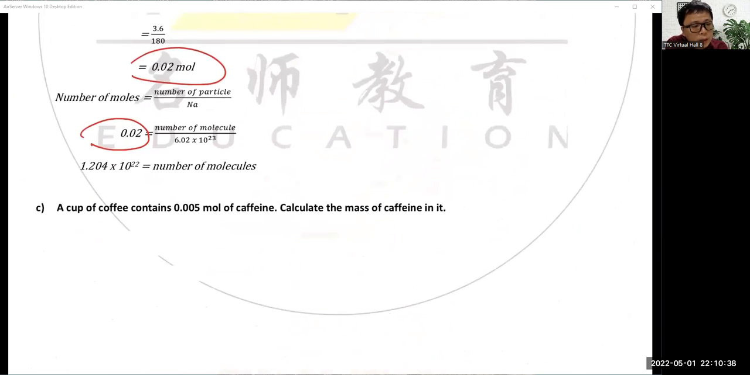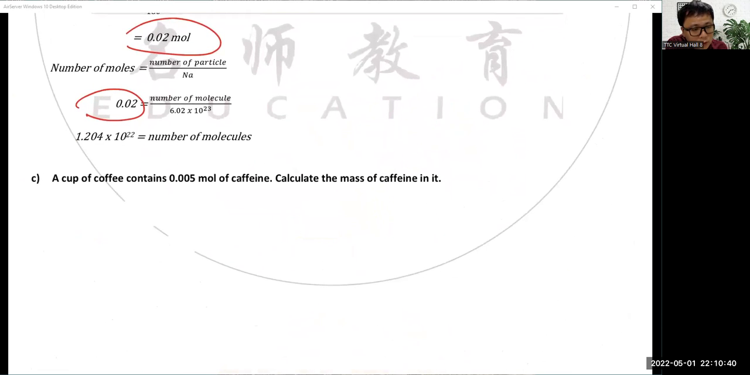So a cup of coffee contains 0.005 mole of caffeine. Calculate the mass of caffeine. So use mass over molar mass. So the mole is 0.005, then the molar mass is 194, you get the gram equals 0.97.